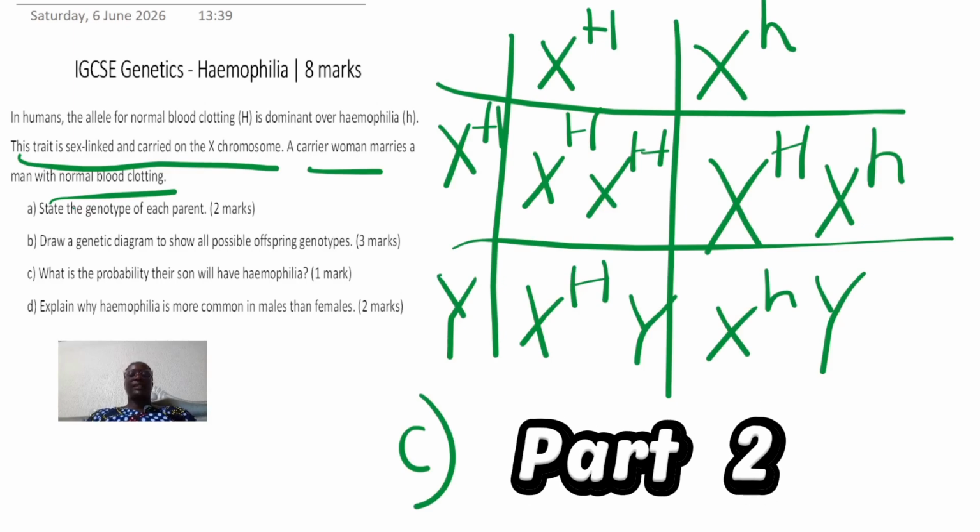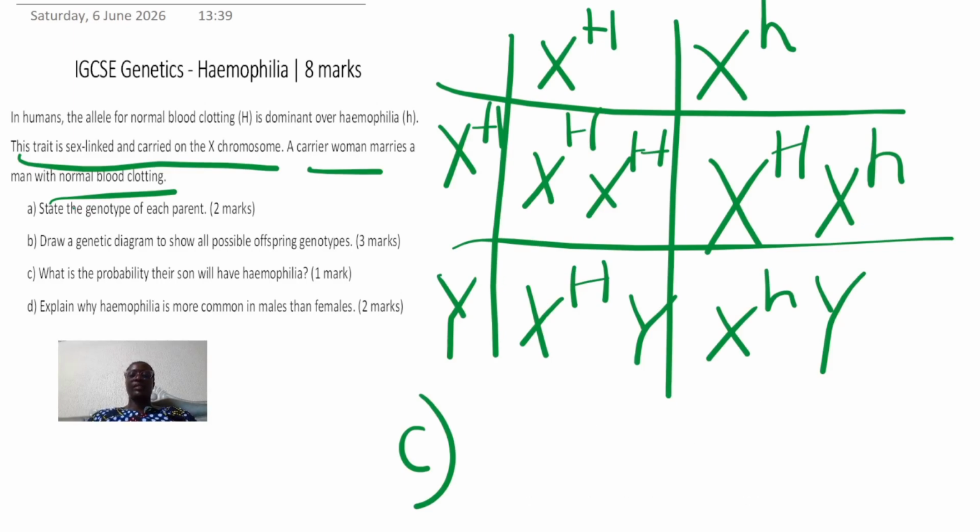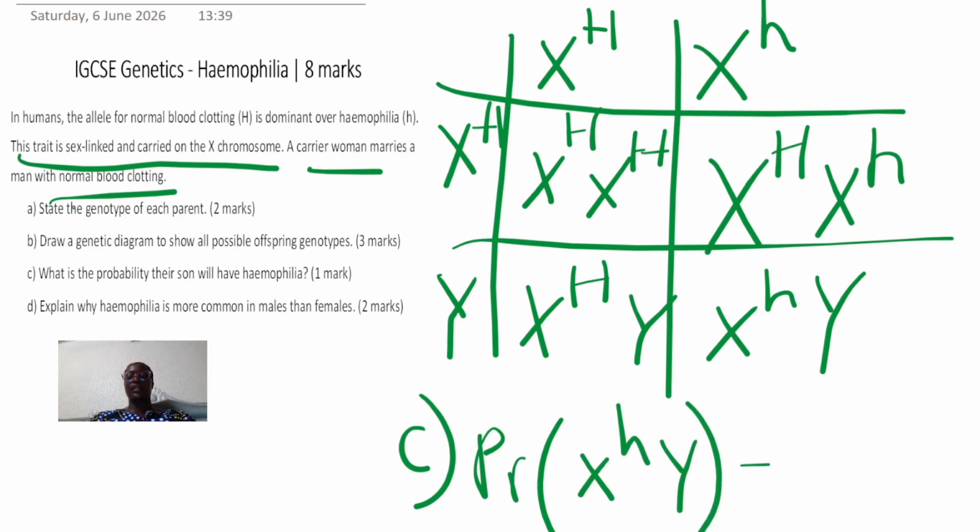So we're moving to part C of the question. What is the probability that their son will have hemophilia? Now, probability that their son will have hemophilia is simply equal to the number of sons that have hemophilia divided by the total number of sons.